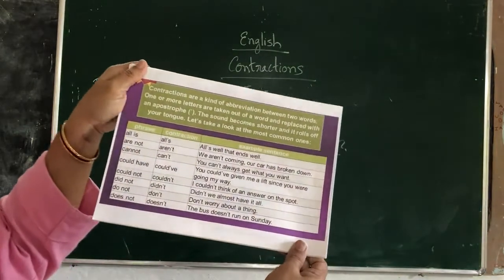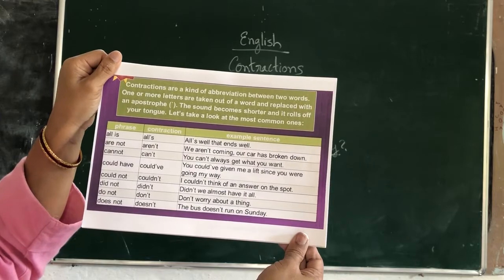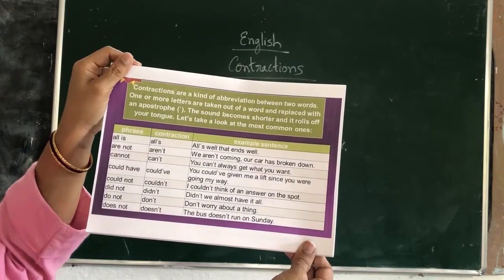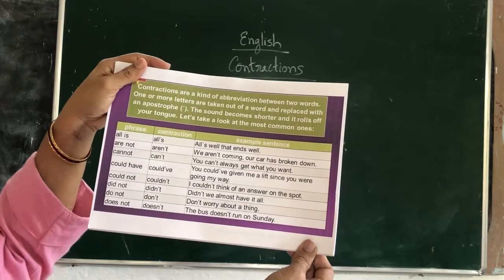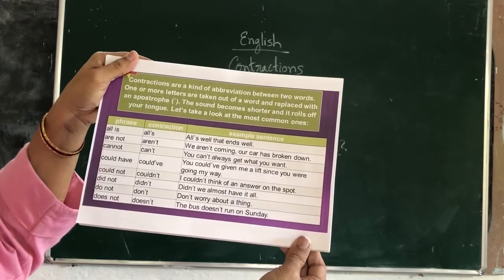See, contractions are a kind of abbreviations between two words. One or more letters are taken out of a word and replaced with an apostrophe. The sound becomes shorter and it rolls off your tongue. Even while pronouncing it will be different one. Let's take a look at the most common ones.